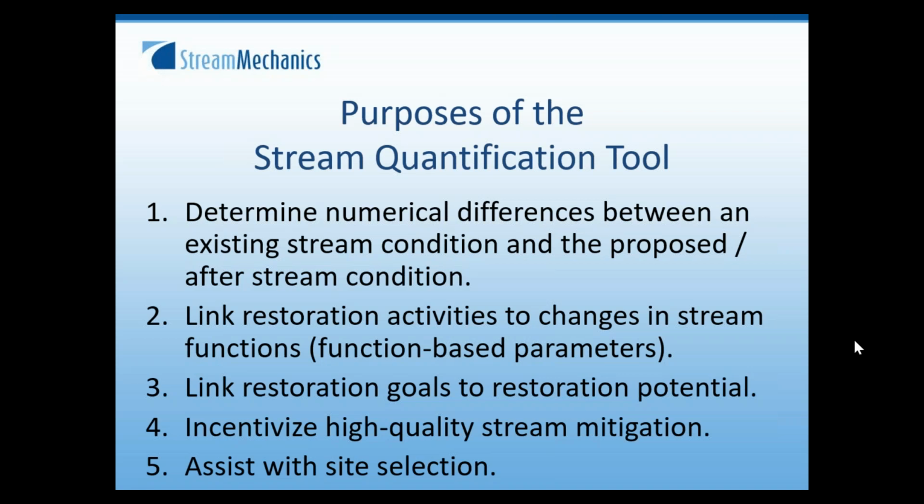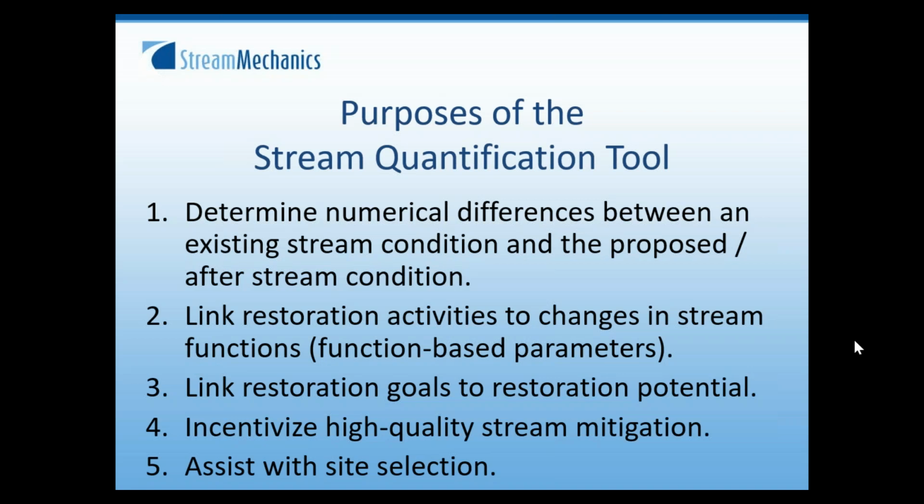So existing would be the degraded state of the stream, and then the proposed would be determined during the stream restoration planning process and design process, if it's a mitigation project during that mitigation plan, and then the monitoring years would provide the stream condition for that time so that we can compare functional lift between that existing condition and the after condition.